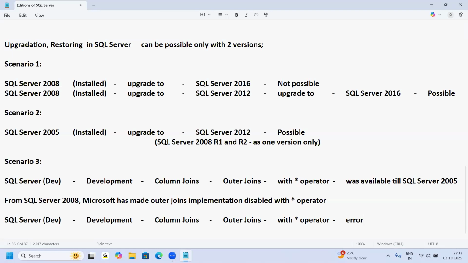2008, I'm saying, the immediate version after 2005. In 2005, when we used to implement it, it used to work successfully. In 2008, when I'm using that, it doesn't work. People will not talk about this star operator query in outer join, because there's a story that happened in 2005, 2008, 2012. Yeah, it used to be an error.